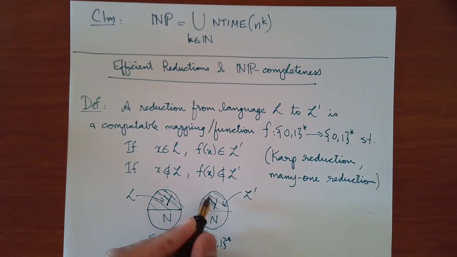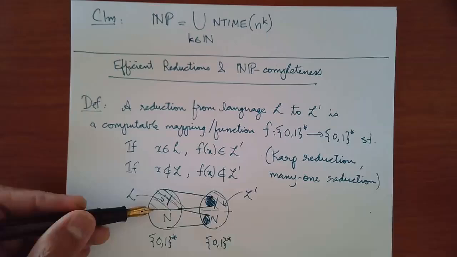So if you look at what the reduction does, it maps these into subsets. Note that this doesn't have to be a bijection. It simply maps the yes instances to the yes instances, and the no instances to the no instances.